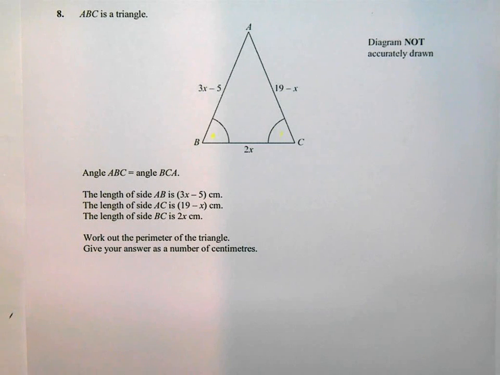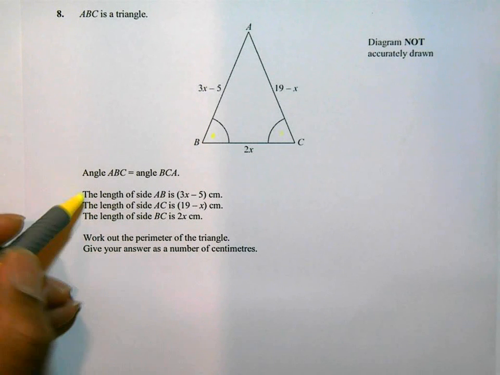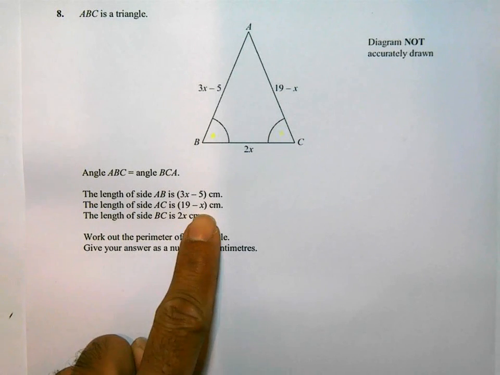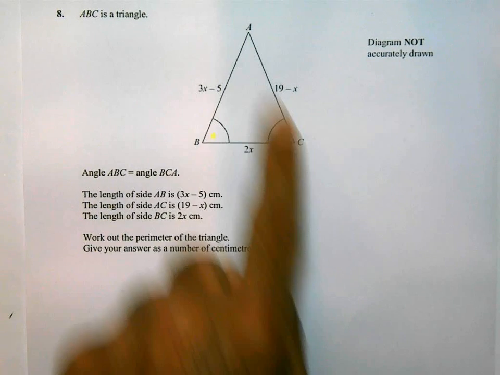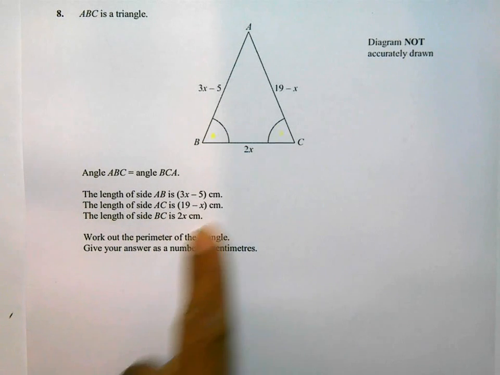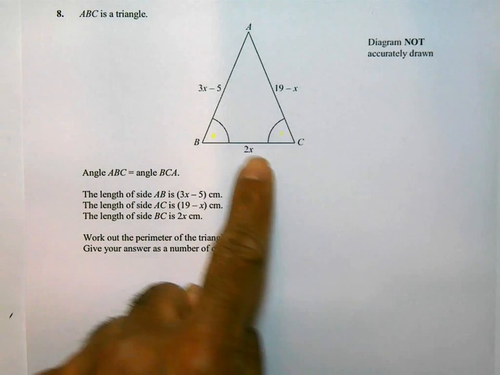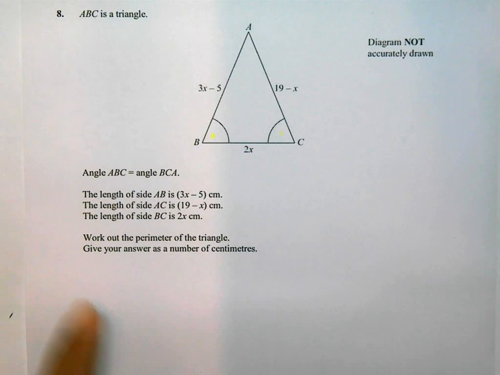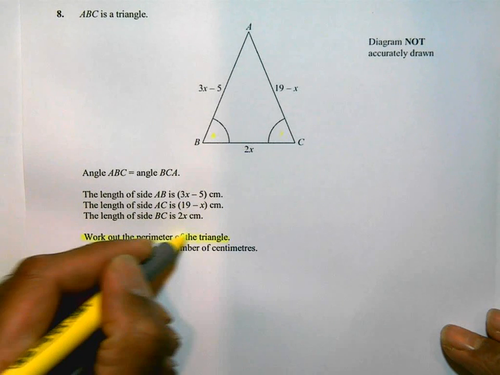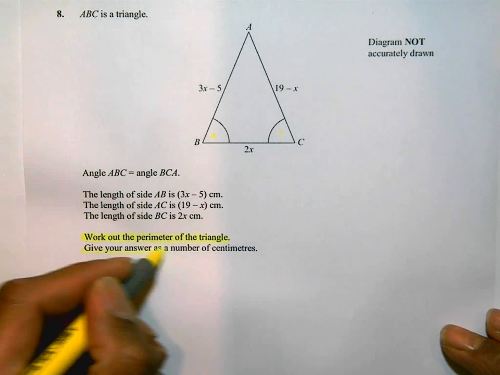The length of side AB is 3x minus 5, so that's written there. The length of AC is 19 minus x, and the length of BC is 2x. So all these dimensions in algebra are written on the sides. The question says, work out the perimeter of the triangle. Give your answer as a number of centimeters. So they want us to write so many centimeters at the end.